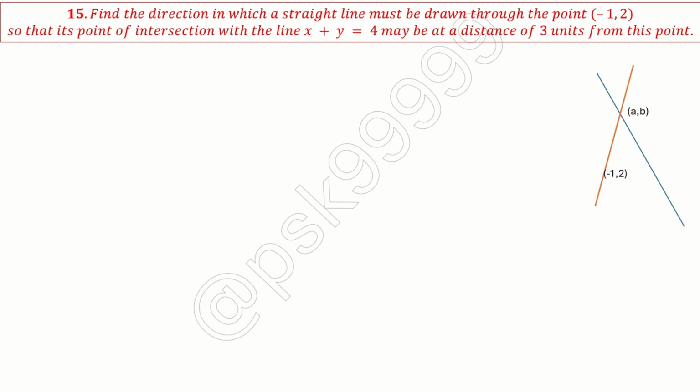Find the direction in which a straight line must be drawn through the point (-1, 2), so that the point of intersection with the line x + y = 4 may be at a distance of 3 units from this point. Okay. So similar question. Instead of giving the line equation, they gave the distance of the intersection point. Okay. They gave the distance between (a, b) and (-1, 2). So simple. Same thing you will do.